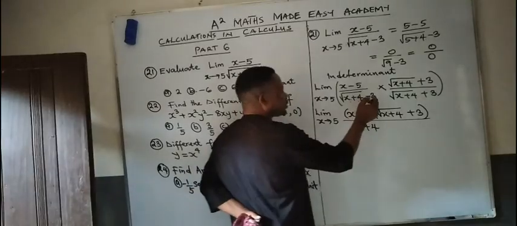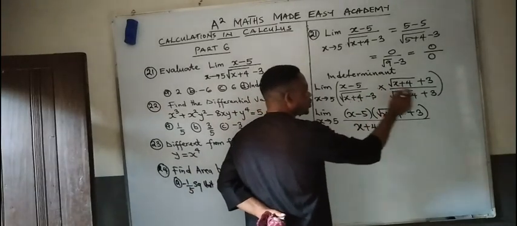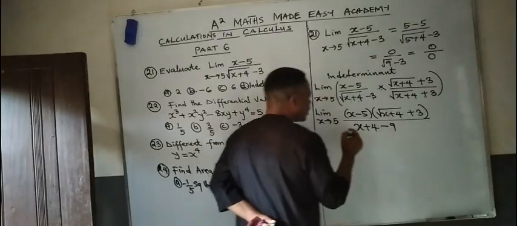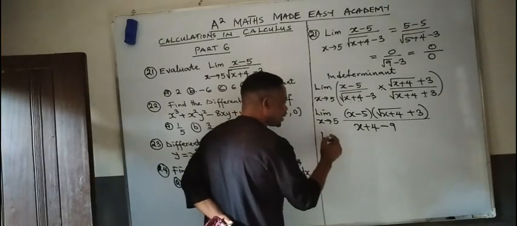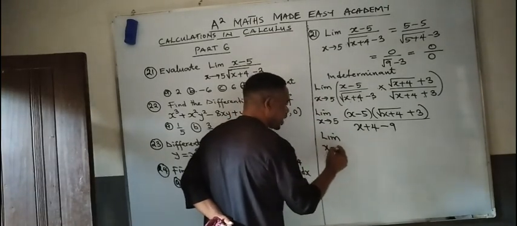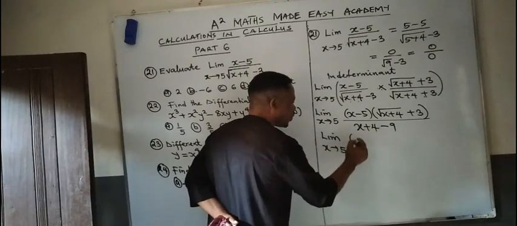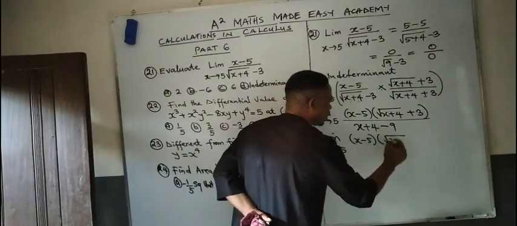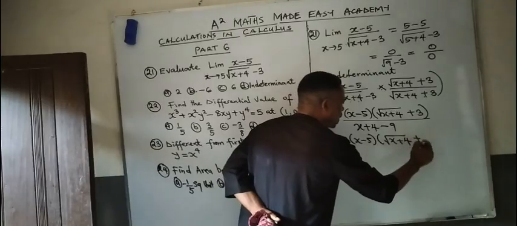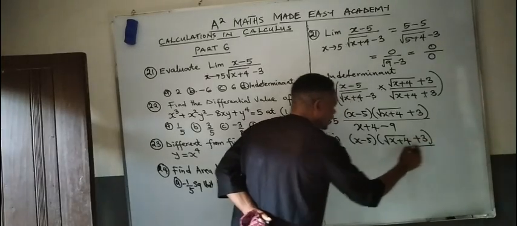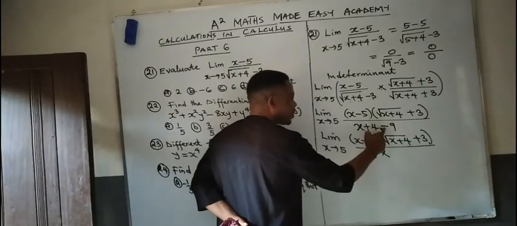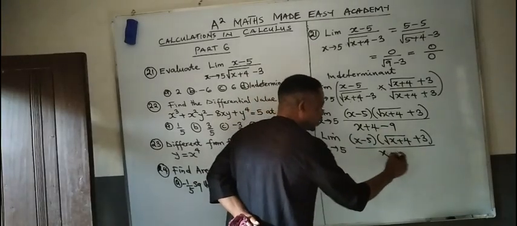The next one is to use minus 3 to multiply plus 3. It will give us minus 9. Then can we now say the limit as x approaches 5, open bracket x minus 5, open bracket square root of x plus 4, then plus 3, close bracket, then all over x plus 4 minus 9, which will give us x minus 5?